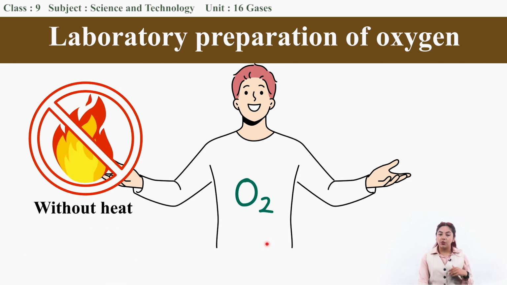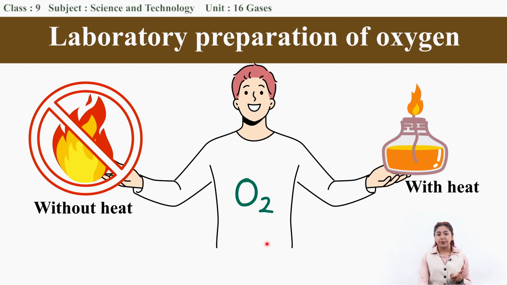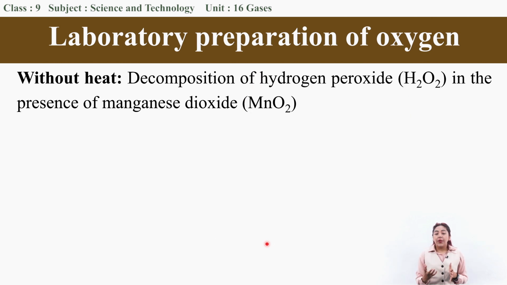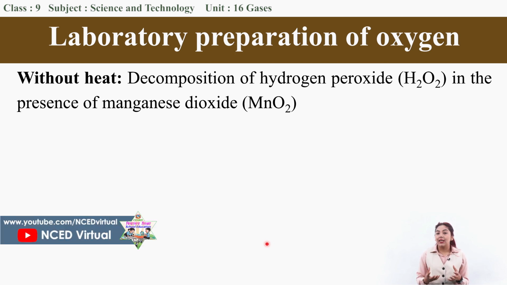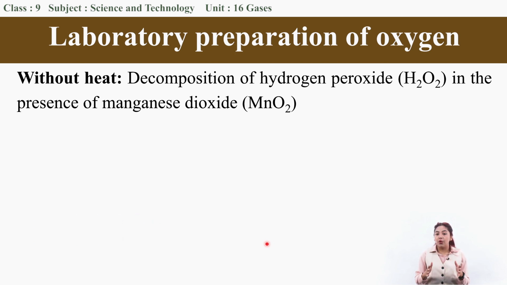The first one is without using heat and the second one is by using heat. So to prepare the oxygen gas without using heat, what we do is we take hydrogen peroxide, and in the presence of the catalyst manganese dioxide, hydrogen peroxide is decomposed. That is, it is broken down into water and oxygen.